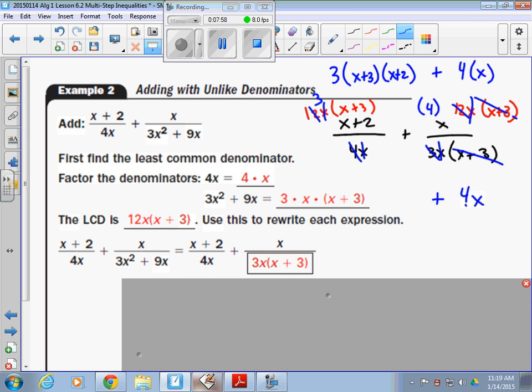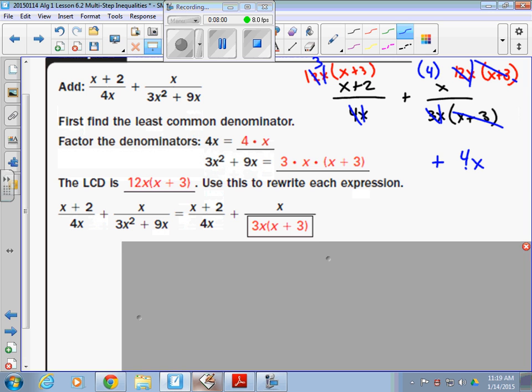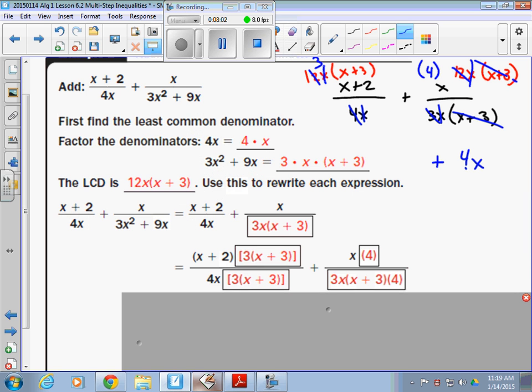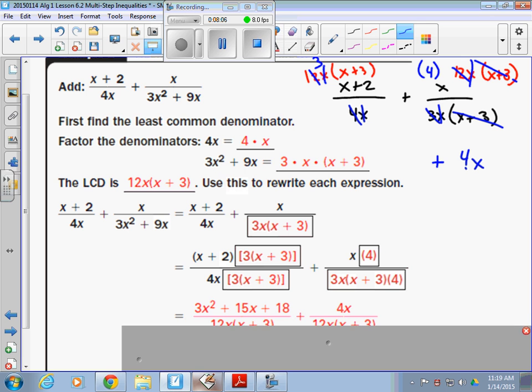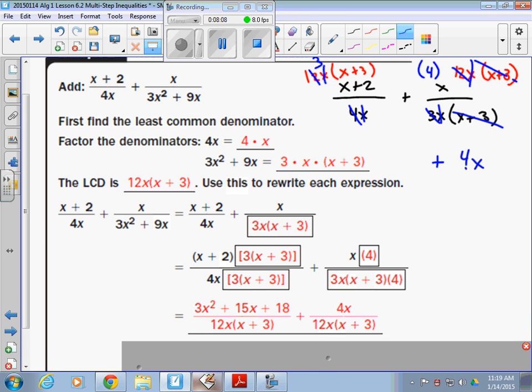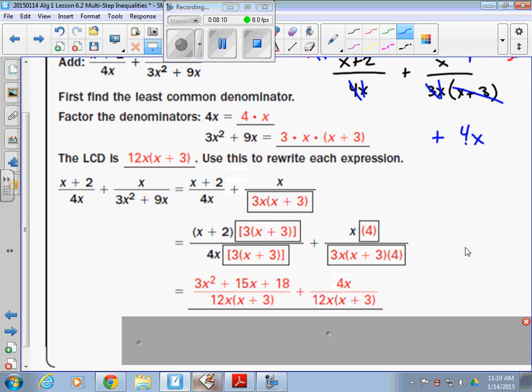Again, all that is separating it. I kind of jumped ahead a couple of steps into 3x times x plus 3. The same thing's at the bottom. This is how we get to 12x times x plus 3. The denominator's 12x times x plus 3 for both of them. The tops, though, will cancel out like we said.